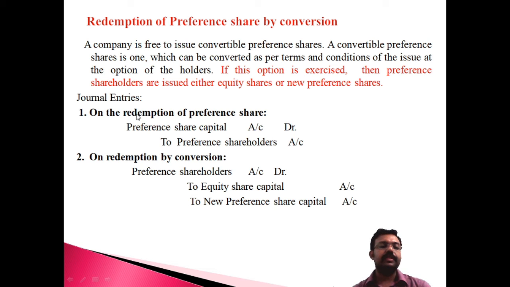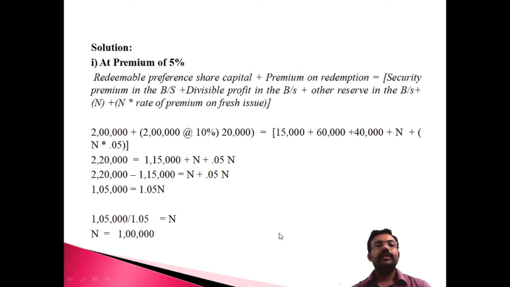Okay, what are the journal entries? The first one is on the redemption of the preference shares. Preference share capital account debit to preference shareholders. On redemption by conversion, preference shareholders account debit to equity share capital account or the new preference share capital. Either equity shares or the preference shares. Okay, and these are the journal entries regarding the preference shares by conversion. That means the preference shares are converted either into equity shares or preference shares. Normally it's converting into the equity shares, and these are the important journal entries regarding the preference shares by conversion. Okay, so let me conclude.